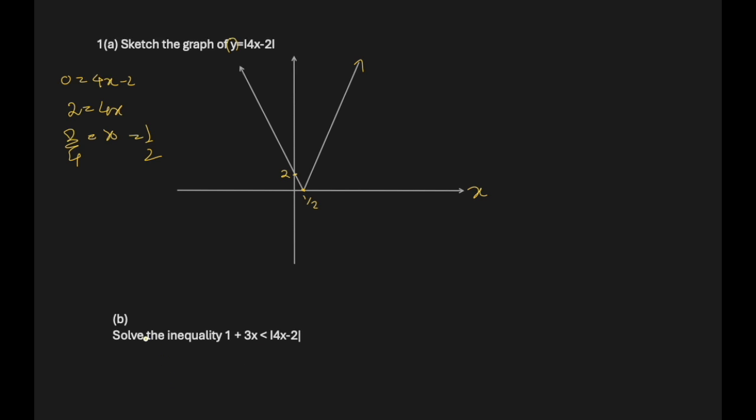Now solve the inequality: 1 plus 3x is less than the absolute value graph we have drawn earlier. So let's do it first graphically. We will draw the graph y equal to 1 plus 3x, and see where it is less than the absolute value of 4x minus 2. So 1 is the y-intercept, positive 1. So somewhere here, this will be the y-intercept, and the gradient is 3. Keep in mind, the gradient is 4 in this one.